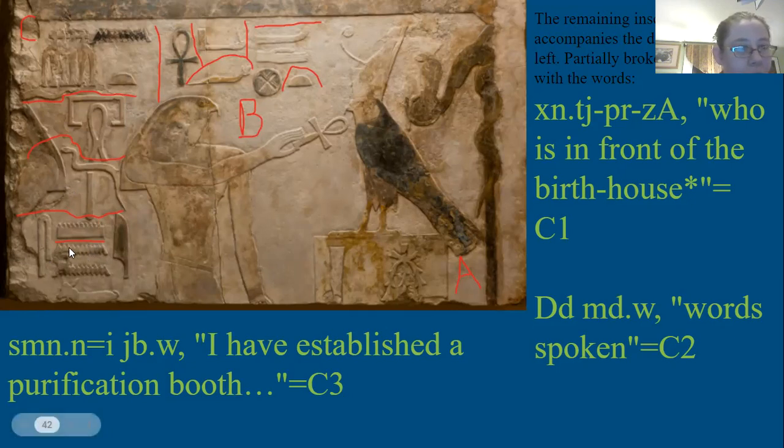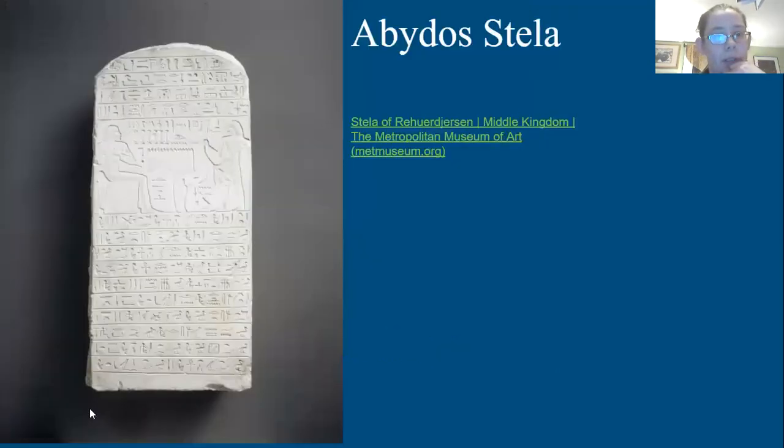N. So I should have put the red mark here. So S M N dot N J B dot W. So this is, I have established a purification booth part. And again, I don't know enough about hieroglyphics to tell you which hieroglyphic words match each of these words. Okay.